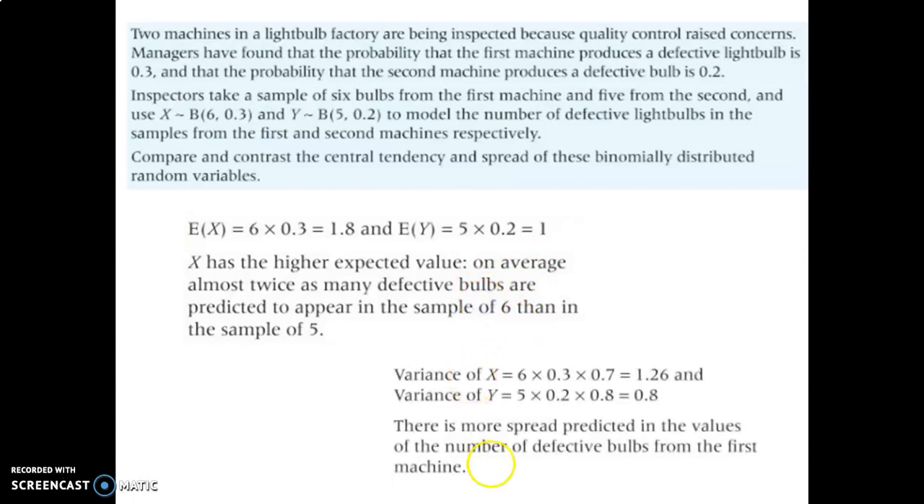Now looking at variance, here's a formula for the x variable, here's a formula for the y, and we can see the variances like that. And what that tells us is the spread of the defective bulbs, there's more spread for the first machine, right? We can see a bigger spread of defective bulbs. So basically you're going to see more defective bulbs.